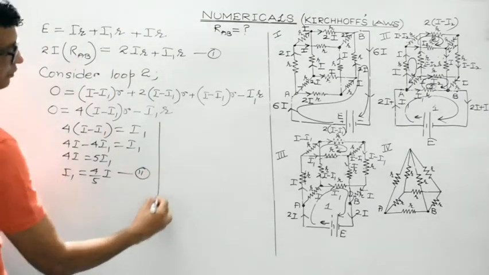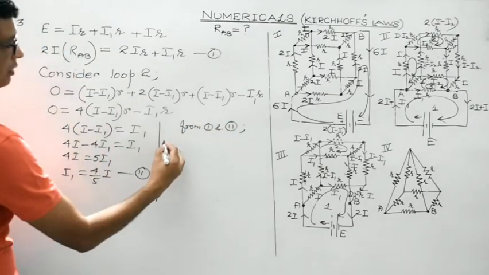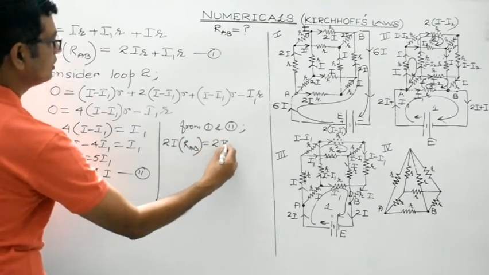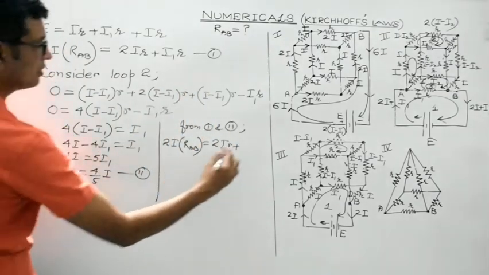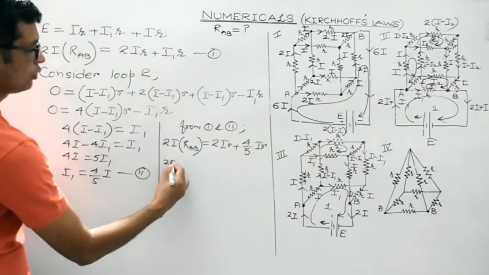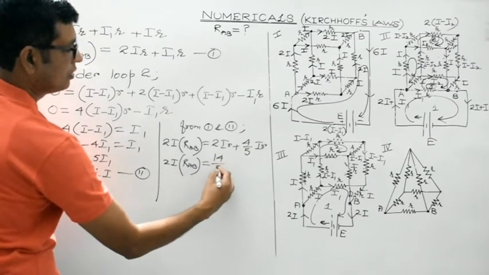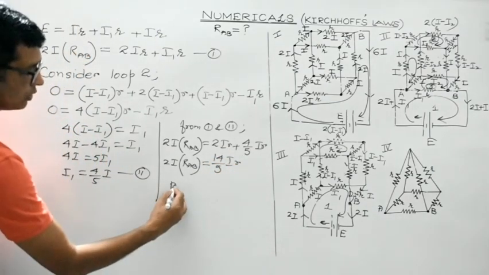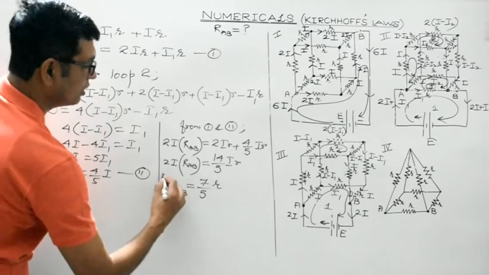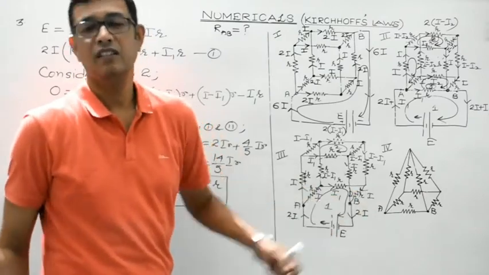Right? So from 1 and 2, what do we get is twice I RAB is equal to twice IR plus I1 into R, that is 4 by 5 into I into R. So 2I RAB is equal to 14 by 5 IR. So that will give us 7 by 5 into small r. So this is the effective resistance between the points A and B.